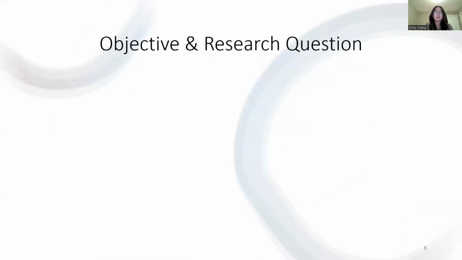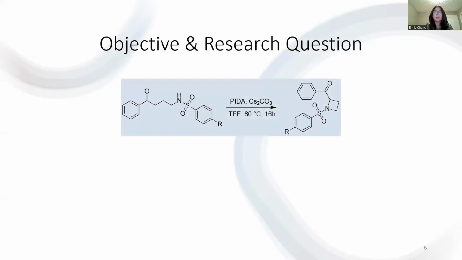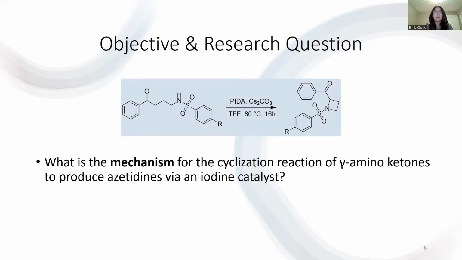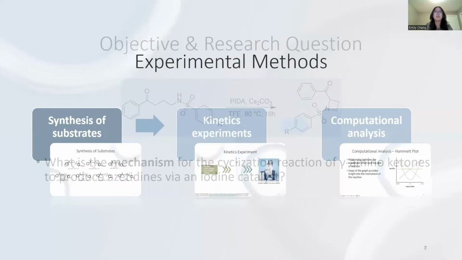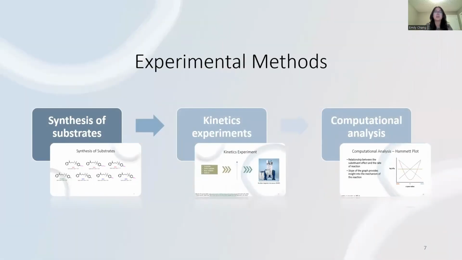This leads to my objective and research question for my project, which is to find out what the mechanism for this reaction is. And if we know the mechanistic information, we could optimize the reaction further and potentially publish this method. In order to answer this question, a series of experimental steps needs to be executed. First, I would have to synthesize a series of substrates that have different substituent groups attached to them. Then I would perform kinetic experiments on those substrates that I've made. And lastly, I would use the data collected from the kinetic experiments to do computational analysis and generate a plot that could provide mechanistic information about the reaction.